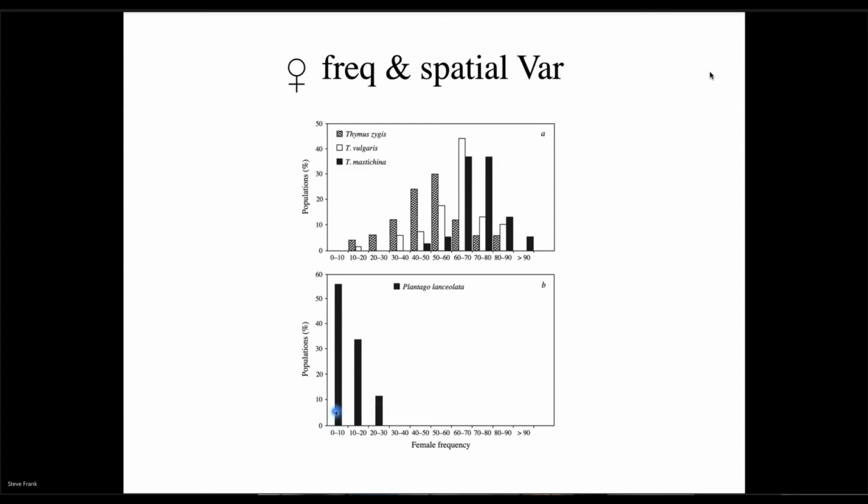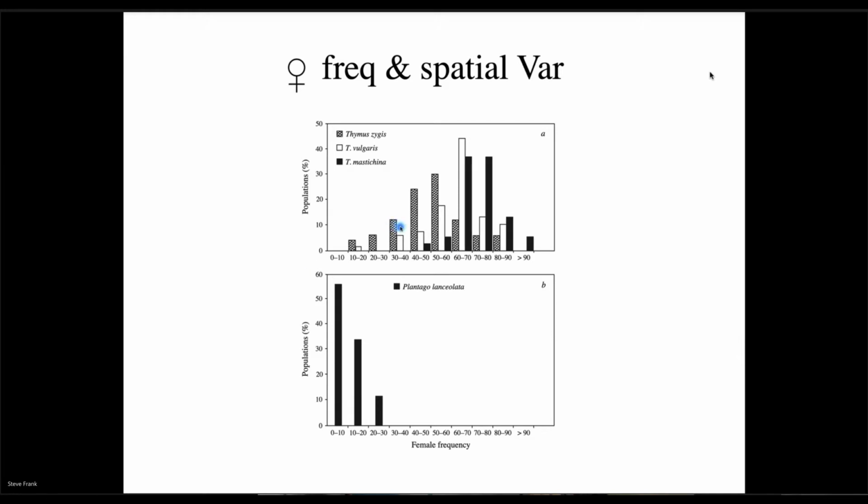And you can see that among different populations, the frequency of females, or male sterile plants, varies. Some populations have just a few percent females. Some have 10 to 20%. Some have as many as 30%. So you see this variation across space in the frequency of male sterile plants.